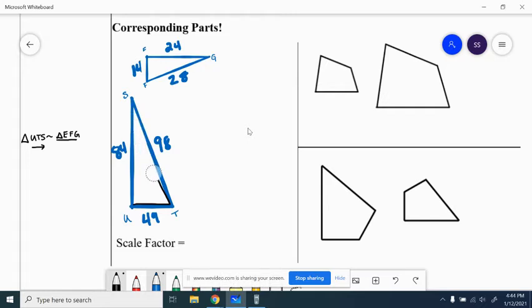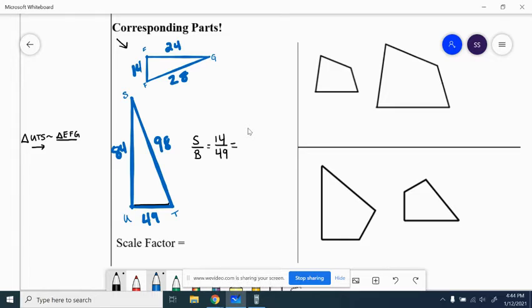And all of these side lengths are going to be proportional to one another. So let's go ahead and write this out. I always like to label these as the bigger figure and the smaller one. I'm going to do the small over the big. The smallest length on the smaller triangle is 14, which is going to be proportional to the smallest on the big triangle, which would be UT. So that would be 49.